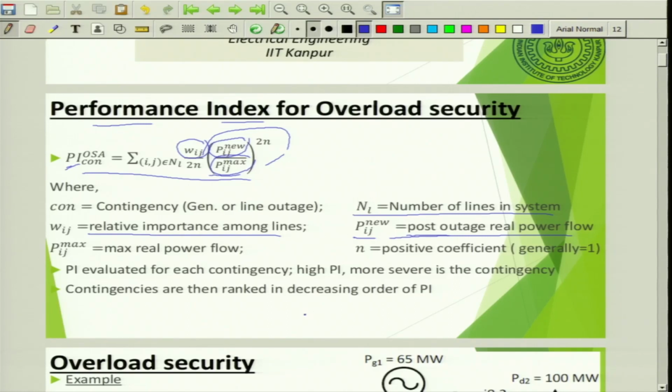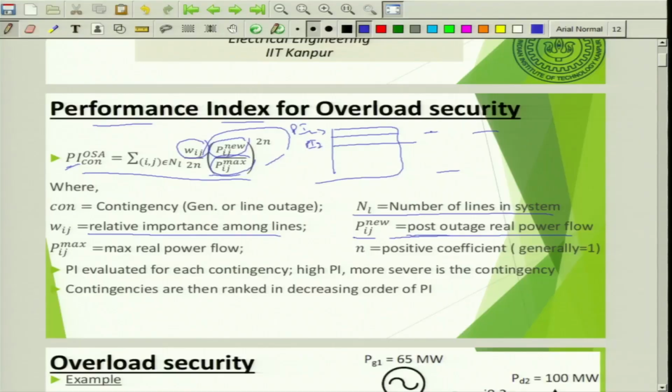So, what we are trying to do is find the performance index for all possible case studies, and then have a list in descending order. The top row has the highest performance index, and the performance index of the second row is less than that of the first row. Then you will get to know which specific contingency case study is very critical.